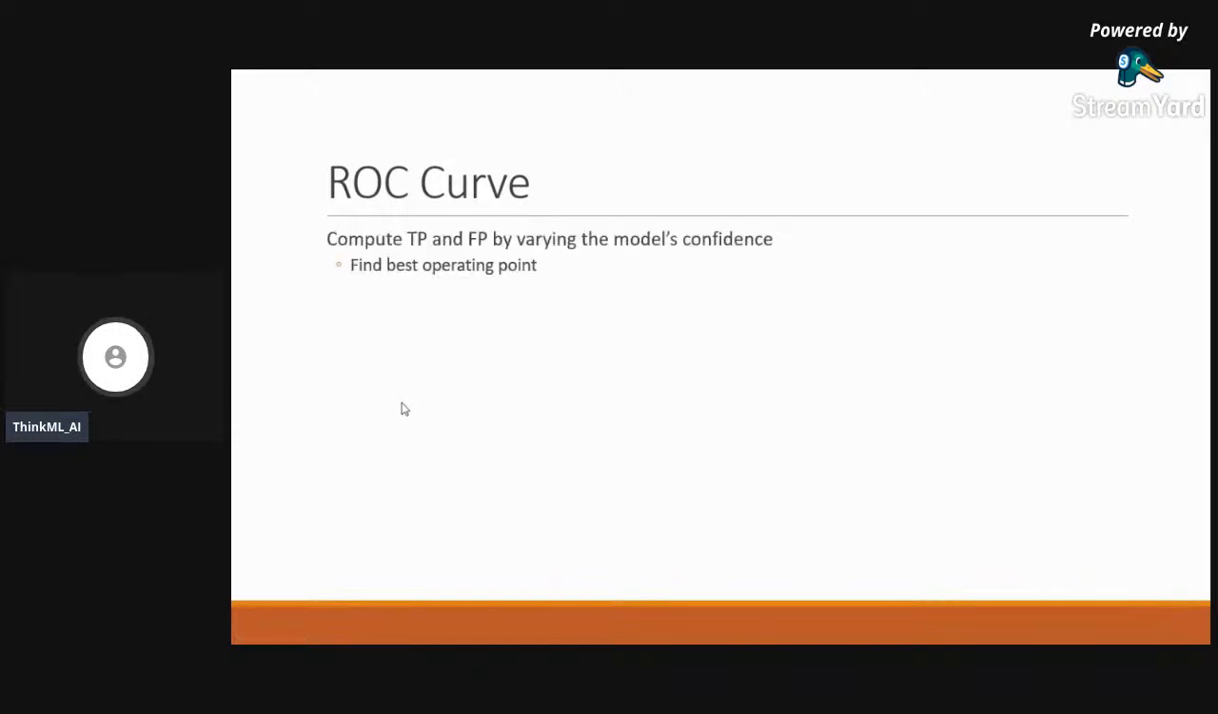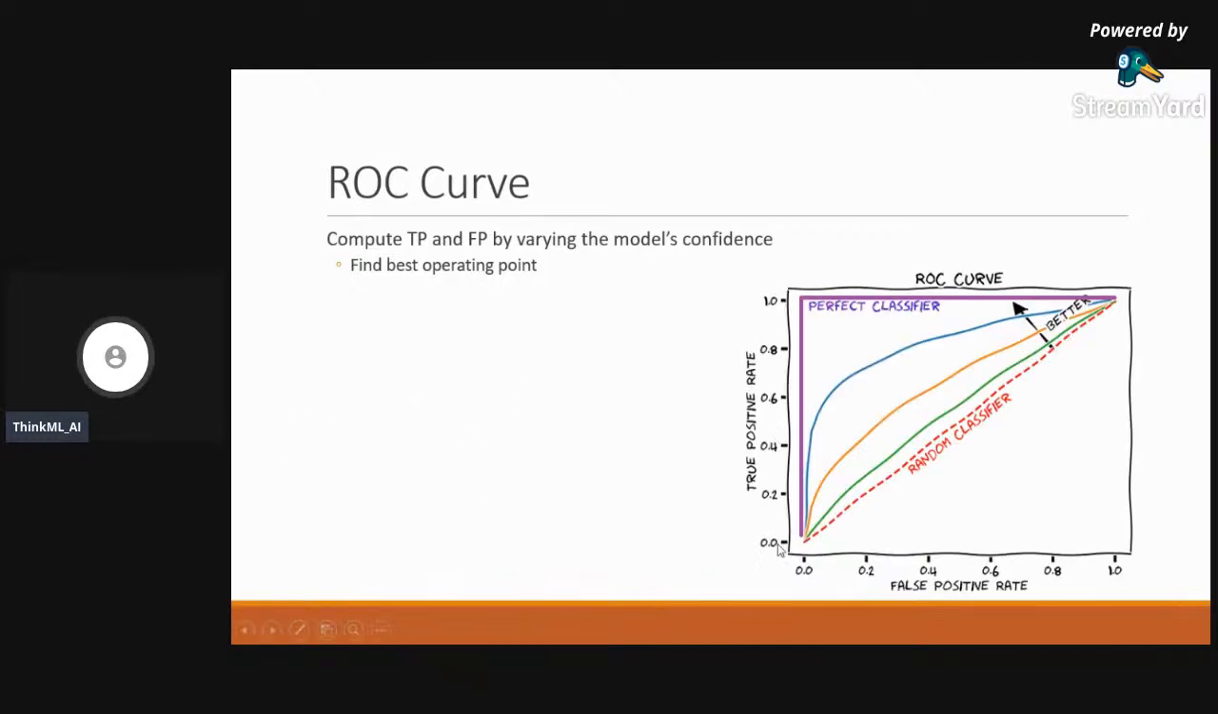Okay, so first we need to compute the true positives and false positives by varying the model's confidence. Okay, so this is a new term. Now, what is a model's confidence? We will see it tomorrow. So model's confidence means that let's say there is a parameter which tweaks the model's confidence, let's say parameter P. If I use P equals 0, what is the true positive rate? What is the false positive rate? If I use P equals 0.5, what is the true positive rate? What is the false positive rate? Similarly, if I keep on increasing it, what are the true positive rate and false positive rate? And what we will do is plot it into a curve.